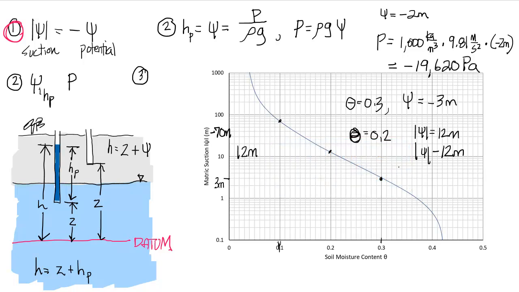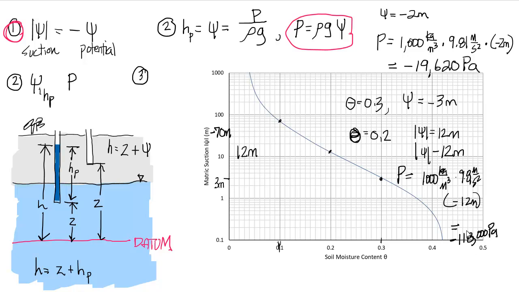And the pressure of the water will be equal to, I'll have to multiply it out using this relationship here, will equal 1,000 kilograms per meter cubed, the density of water, times 9.81 meters per second squared, times -12 meters. And that would give me a pressure of about -118,000 pascals. That would be the pressure of the water at a moisture content of 0.2. There you go.